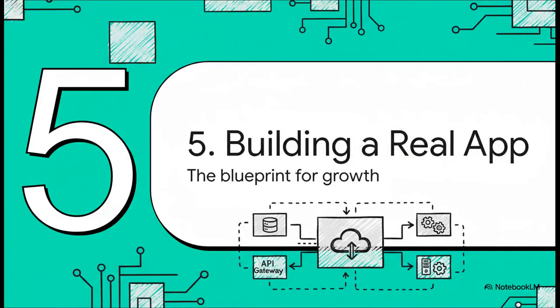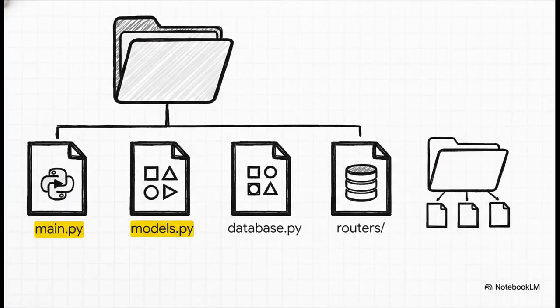Okay, we know the features. We've seen the superpowers. But how do we put it all together into a real, production-ready application that can actually grow over time? Let's check out the blueprint for structuring a bigger project. A clean structure is absolutely key. I mean, instead of putting everything into one giant main.py file, you really want to organize your code. This slide shows a fantastic starting point.